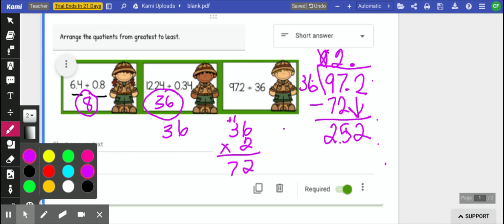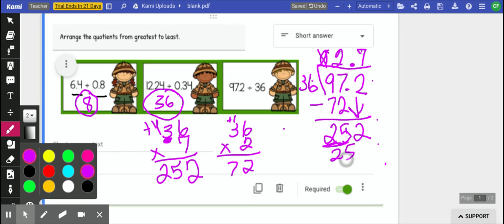I'm going to go with 36 times. I know that using front end estimation, 3 times 8 is 24. Might be too big, so maybe I'm going to go with 7 to be on the safe side. So this is 42. Carry my 4. 21 plus 4 is 25. And that's exactly what I need. Place my 7 up top. Subtract my 252. And I have no remainder. So the answer to this question is 2.7.